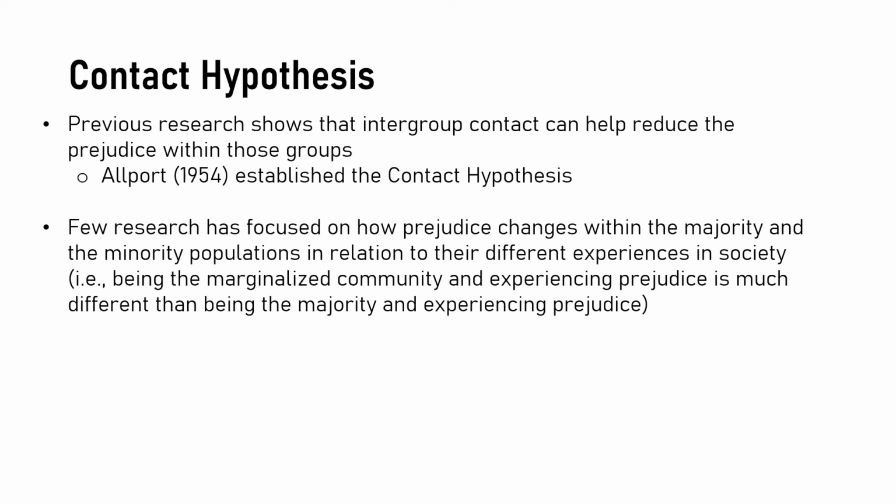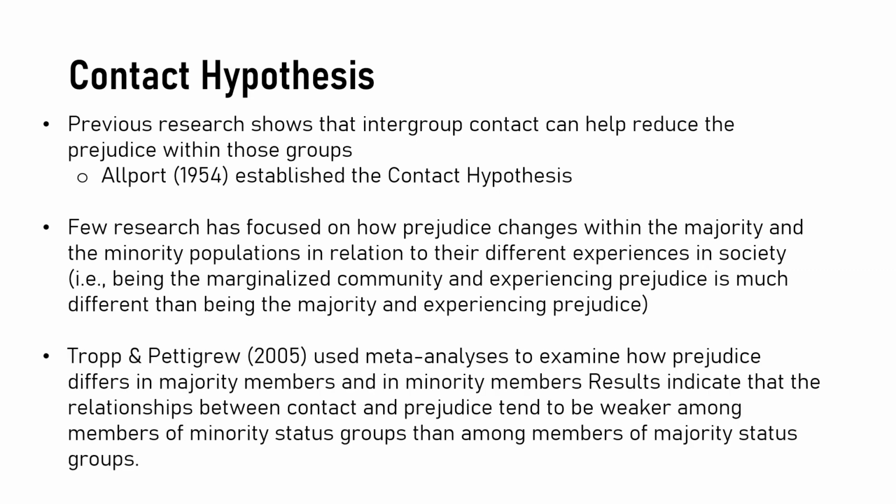So as an example, being the marginalized community and experiencing prejudice is much different than being the majority and experiencing prejudice. So the contact hypothesis predicts that with more intergroup contact, there will be less intergroup prejudice, but that may be true for the majority population, where if the majority interacts more with the minority, they will feel less hatred towards them. But that's not always the same for the minority; having more exposure to the majority may not confer the same emotions. So that's what this next study is going to be focusing on.